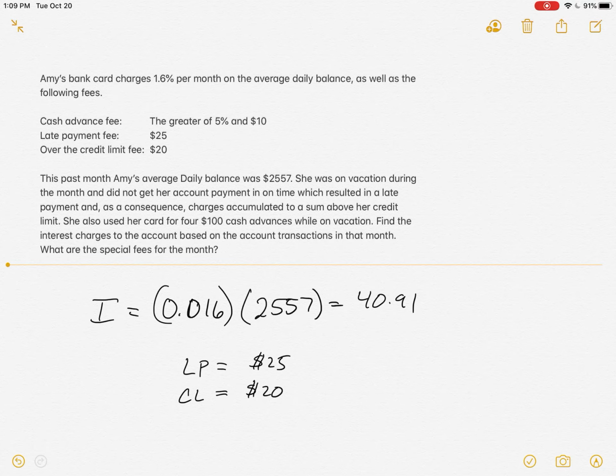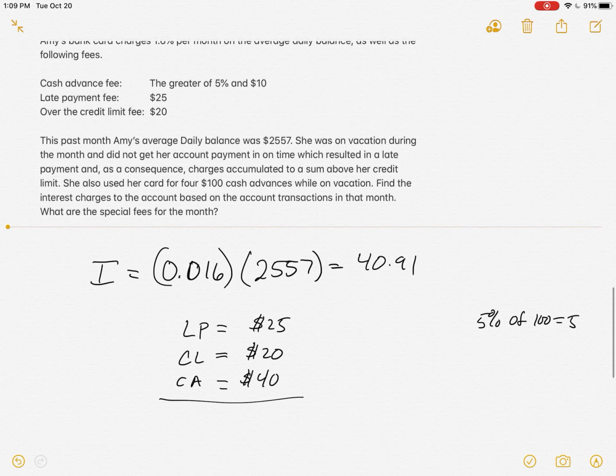She also used her card for 4 $100 cash advances. Now, it says 5% and $10, whichever is greater, right? What's the greater of the two? Well, 5% of 100 is only $5, so they're going to charge her $10 for each of those 4 individual withdrawals. So she's getting charged $40. So notice that that's super close to even the interest earned. So they make a lot of money on cash advances and things like that. So $40, $60, $85 additional dollars in fees that she's accumulated that month.